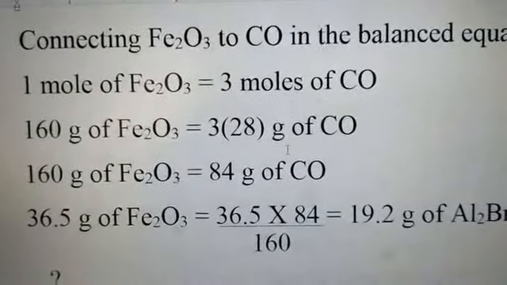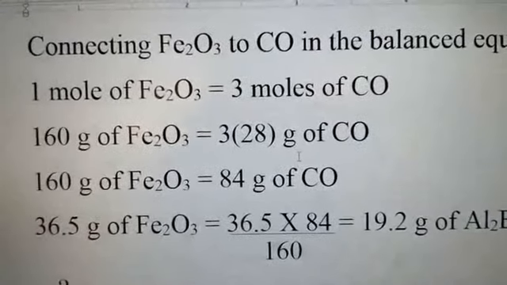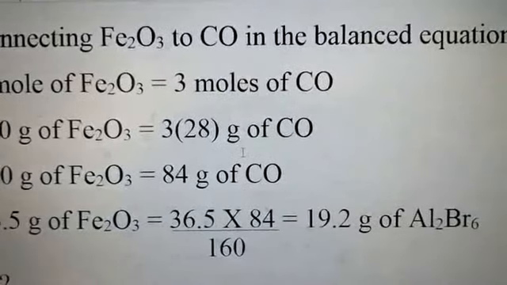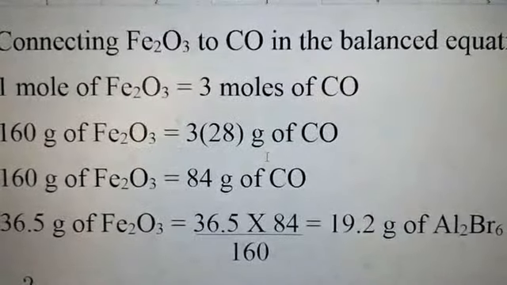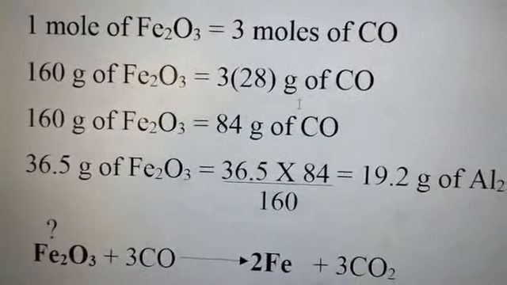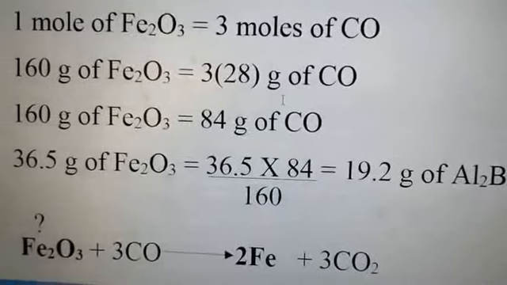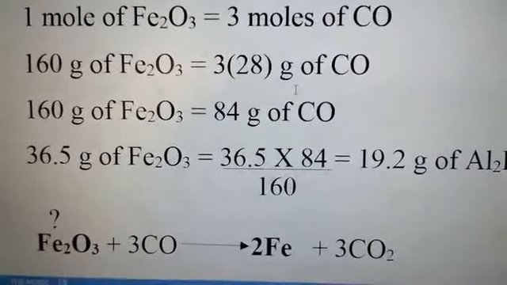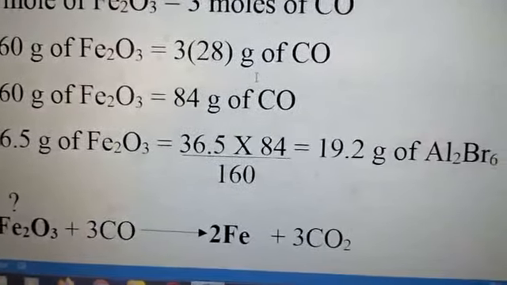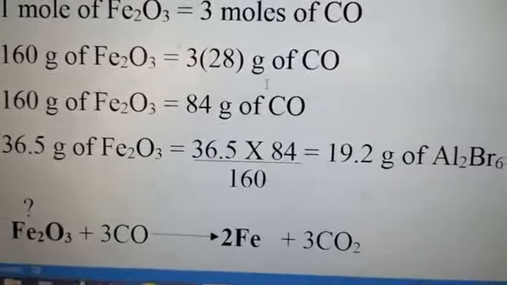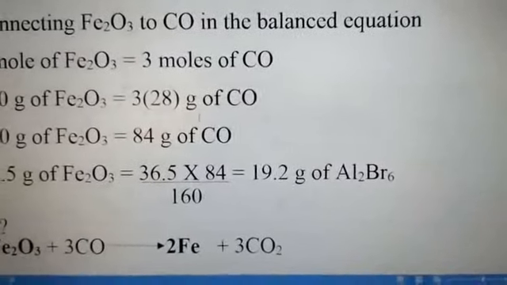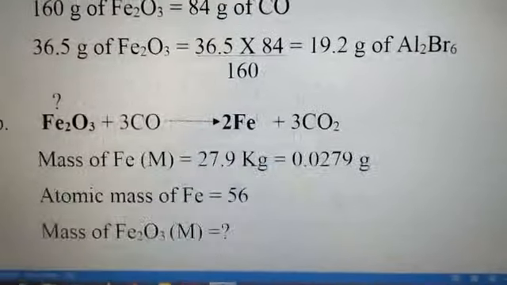And you know that 1 mole of a substance is its molar mass. So changing the 1 mole to 160 grams of iron III oxide. Then for carbon II oxide, the molar mass is 28, but since there are 3 moles, we multiply 28 by 3. We go down: 160 grams of iron oxide gives us 84 grams of carbon II oxide. Therefore, the 6.5 grams of iron oxide given to us will give 6.5 times 84 over 160, which is 19.2 grams of the carbon II oxide produced in the reaction.